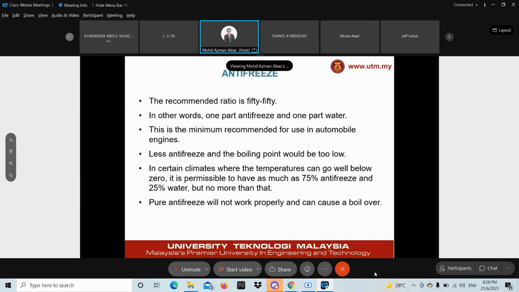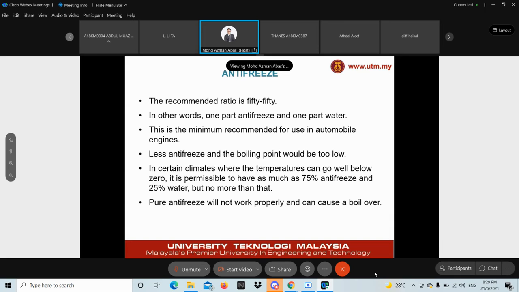With less antifreeze, the boiling point would be too low. In certain climates where the temperatures can go well below zero, it is permissible to have as much as 75% antifreeze and 25% water, but nothing more than that. So 75 to 25 is the highest ratio recommended. Pure antifreeze will not work properly and can also cause boil over. So if you have so much money, no need to put all the antifreeze inside your car, because that will definitely not work.